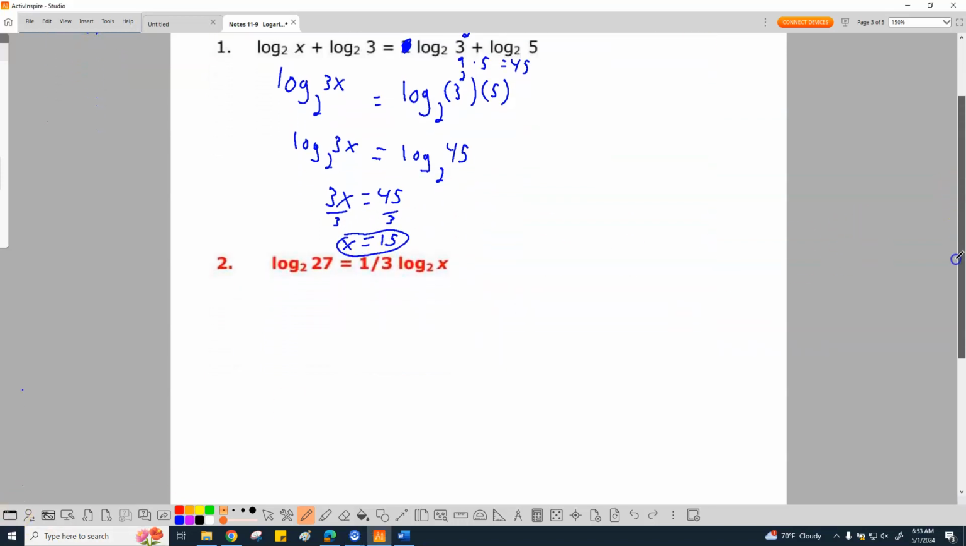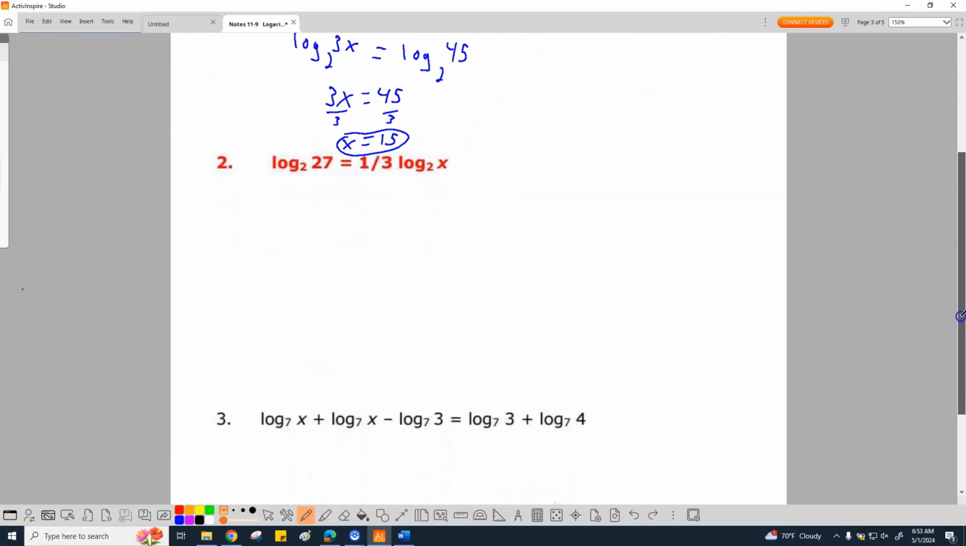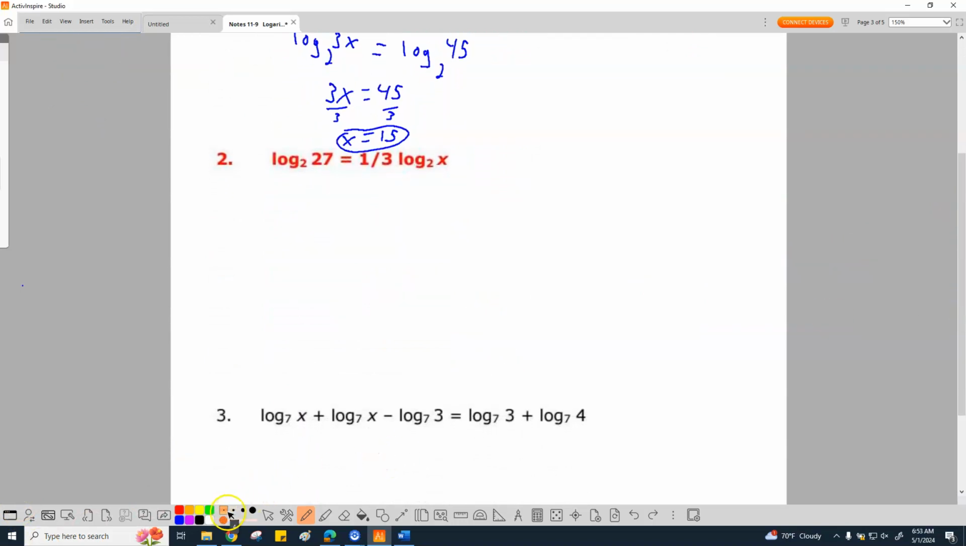All right, number 2, here we go. I'm going to switch my ink to purple. So I have log base 2 of 27. That's awesome, this is already basically good enough here. Check it out. And then I have this 1/3 log base 2 of x. I need to move that 1/3 up. So I'm going to show you how to do that.